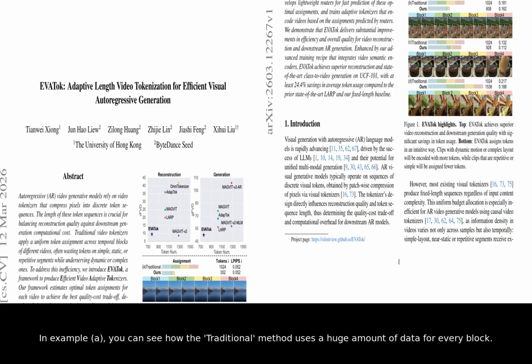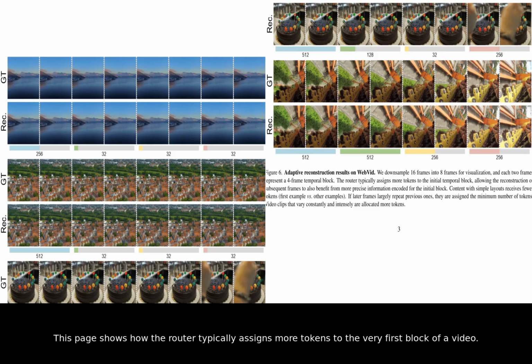In example A, you can see how the traditional method uses a huge amount of data for every block. Their system, labeled Rs, uses far fewer tokens by identifying when frames are repetitive or simple. This page shows how the router typically assigns more tokens to the very first block of a video. This provides a solid foundation for the subsequent frames to build upon, which actually improves the final quality.